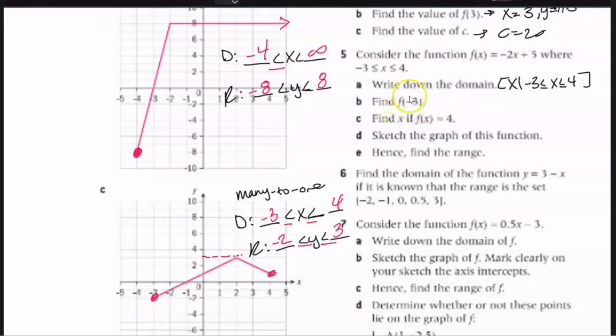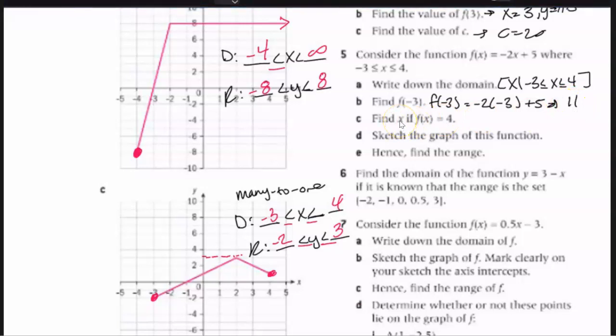Remember, this just means x is negative 3, so I just have to plug in negative 3 into my function. So f of negative 3 is negative 2 times negative 3 plus 5. Negative 2 times negative 3 is positive 6. 6 plus 5 is 11. So your answer is 11.